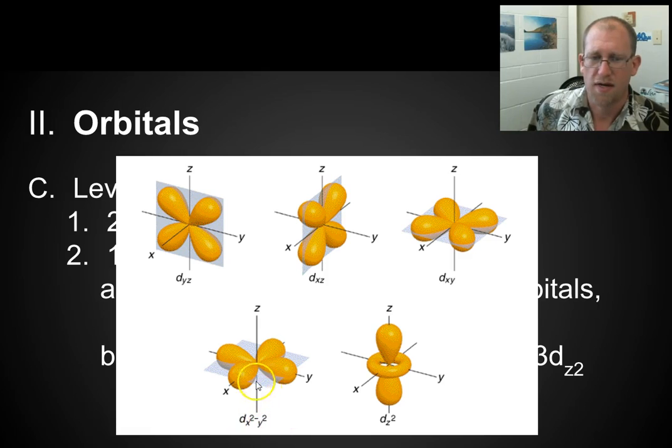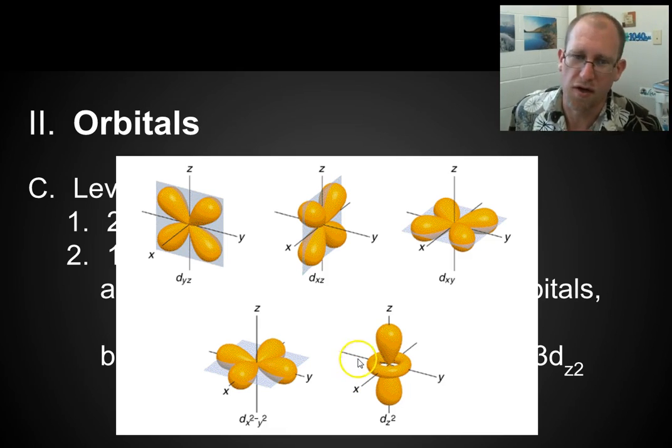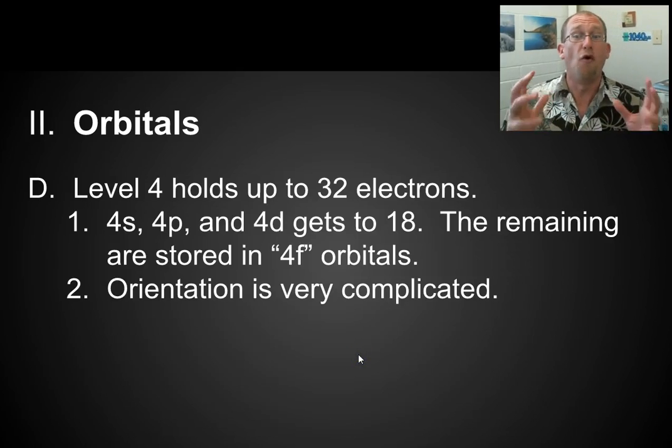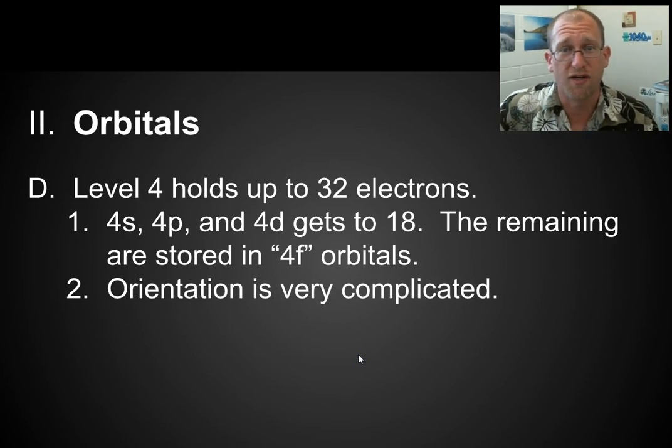x squared minus y squared. It's on the x and the y axis. This is the only one that's not diagonal. It's right on there, okay? And then this is 3dz squared because it's only on z, but then it's got this other one going, I don't get it either. It's okay. Just say, look at that, and move on. Okay. Level 4 has 32 electrons.